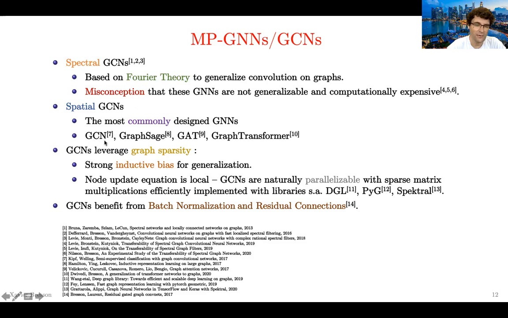For example, you have GCN by Kipf and Welling. You have also GraphSage by Hamilton, Ying, and Leskovec. GAT by Petar Velickovic, Yoshua Bengio, and their co-authors, and recently we introduced GraphTransformer.